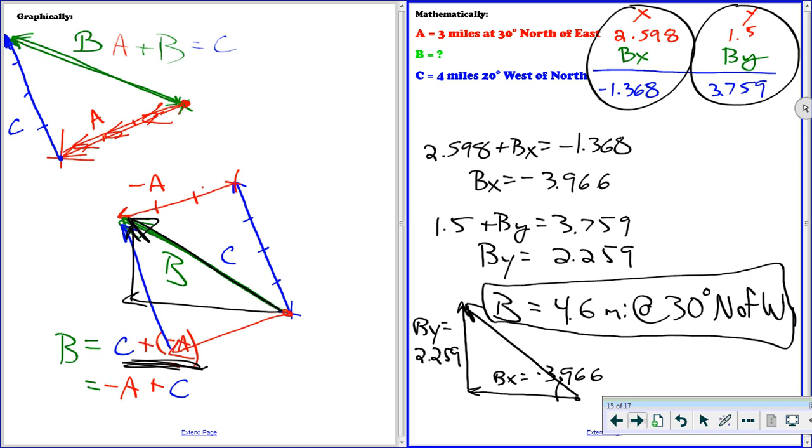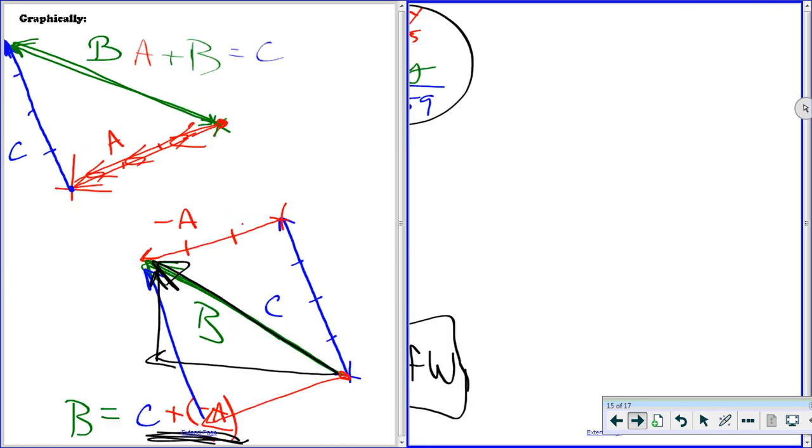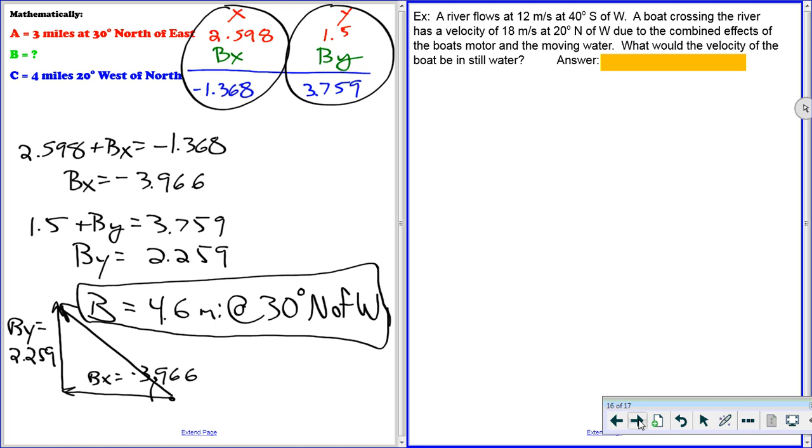So what I would like you to do is try one on your own. Again, I gave you a velocity one. The fact that it's velocity doesn't change anything. You've got a river flowing, and a boat crossing the flowing river, and the question is, how fast would the boat be going if the water wasn't flowing? So, there you go.